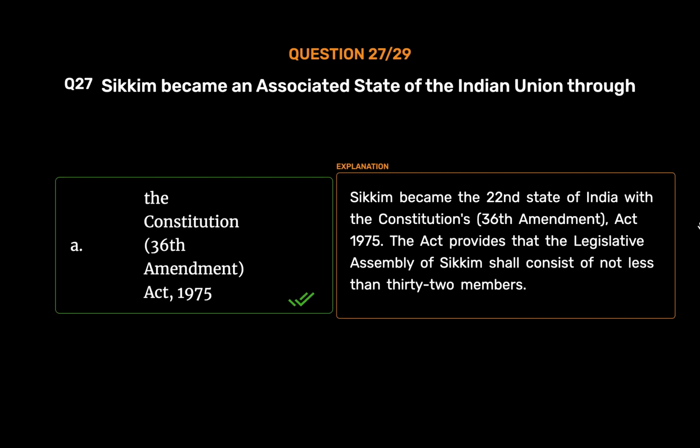Sikkim became the 22nd state of India with the Constitution's 36th Amendment, Act 1975. The Act provides that the Legislative Assembly of Sikkim shall consist of not less than 32 members.